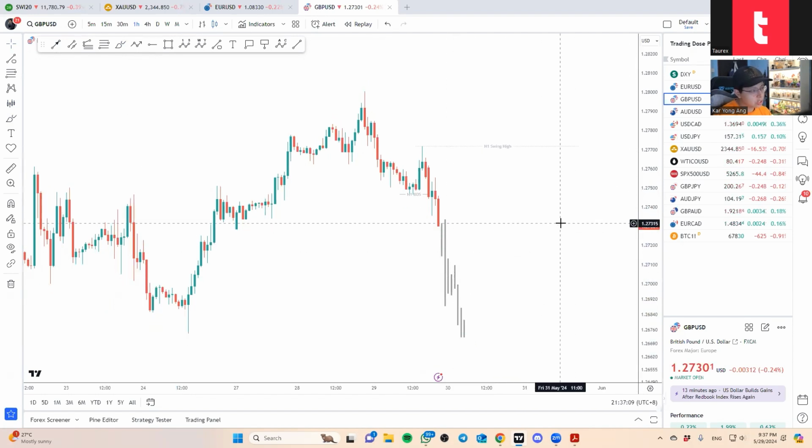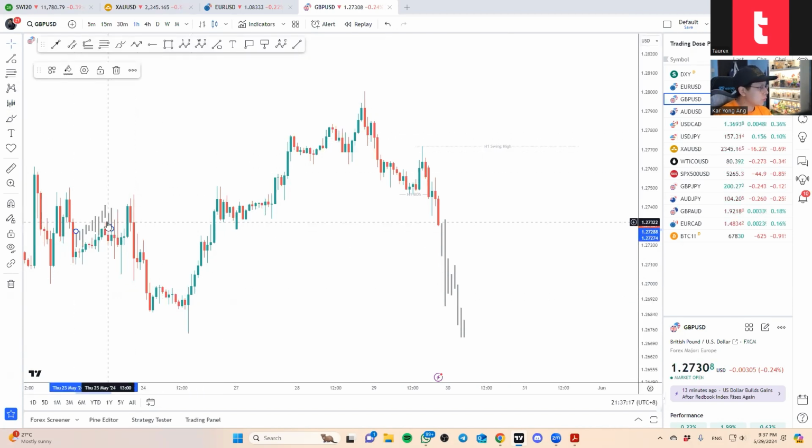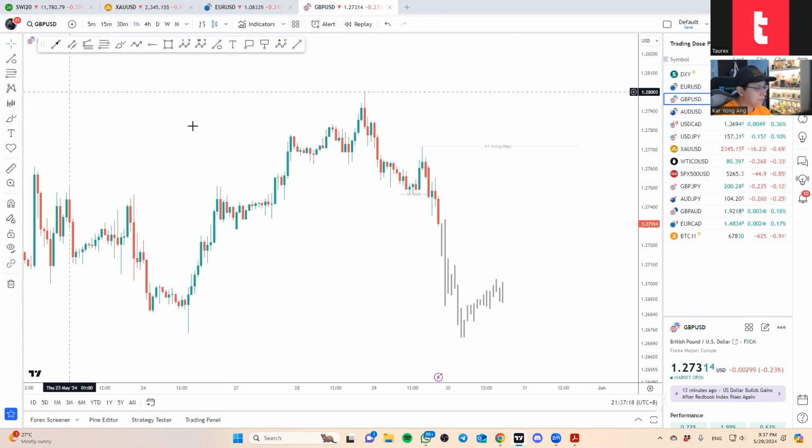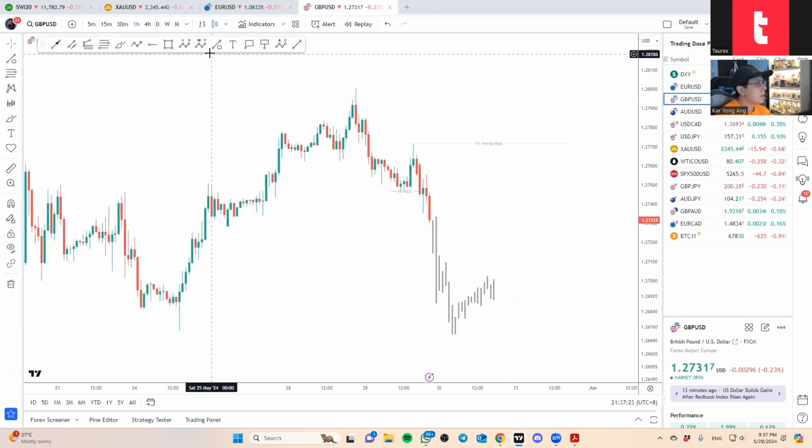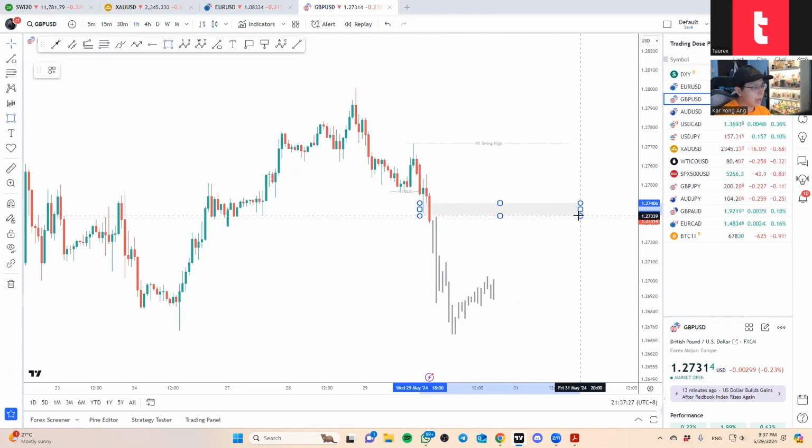Okay, just for illustration purposes, let's say this is the drop. And then after that, the market starts to give us some sign of a pullback. So suppose in the future, that's how the market develops. So what do you have? Very obvious here. You have your fair value gap.